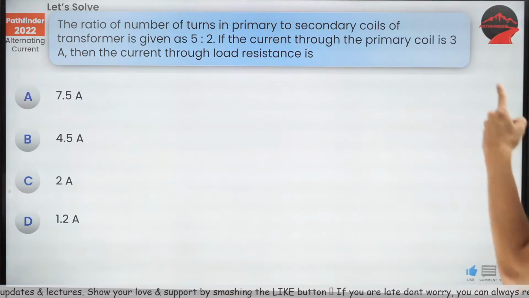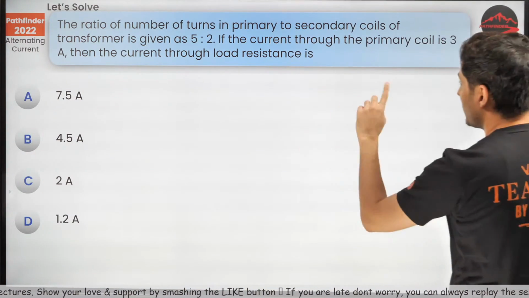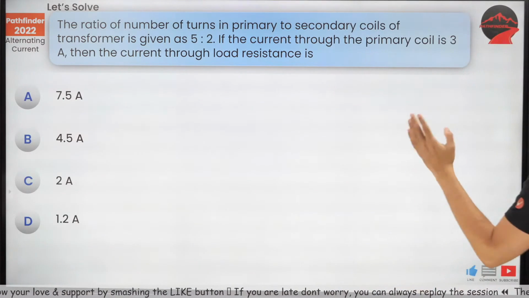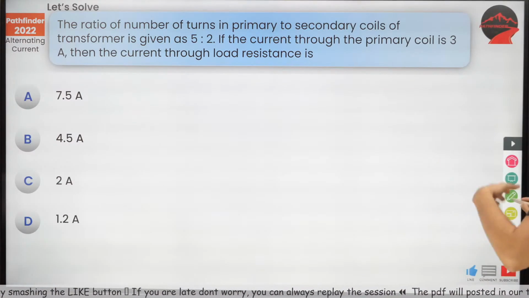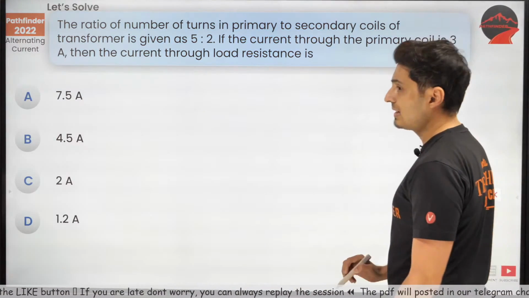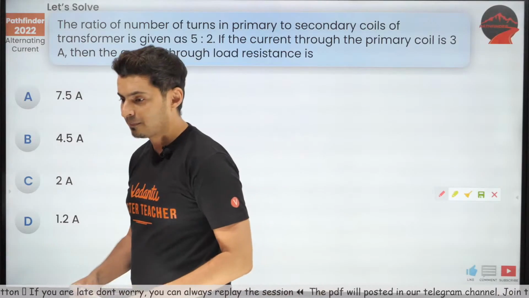Okay, let's do this. The ratio of the number of turns in the primary to secondary coil is 5:2. The current through the primary is 3. Then the current through the final secondary load resistance is how much? That's the question. Come on, my warriors.